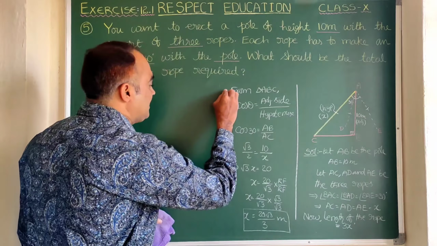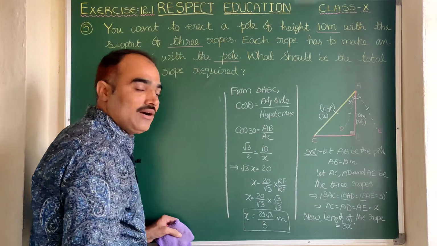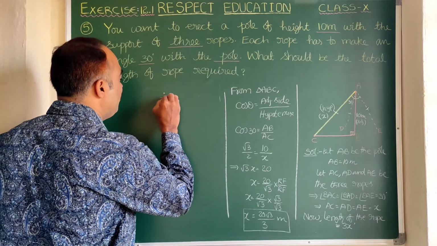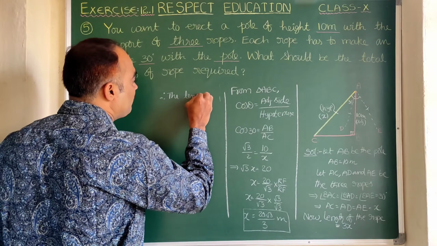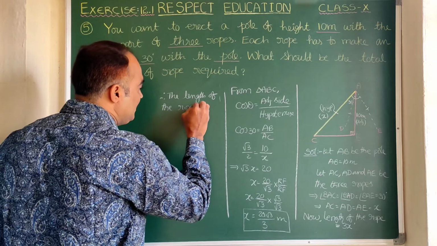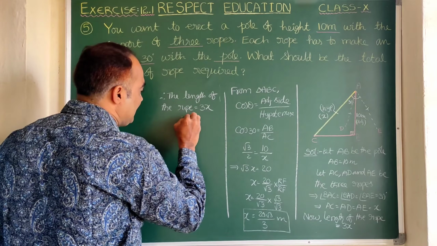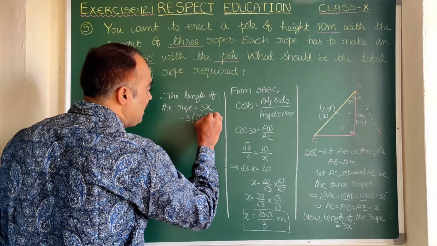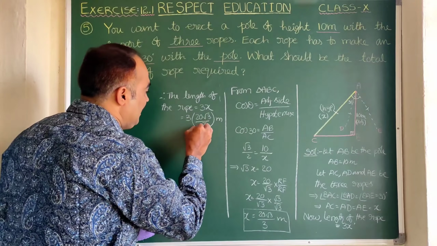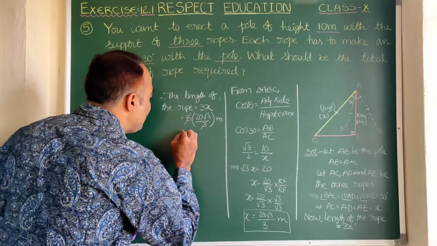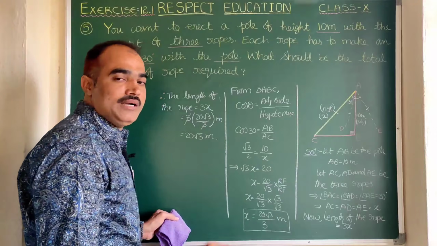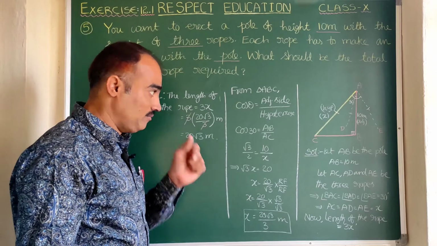And you do understand that this is not the final answer. Our answer is 3 times X. So let us write, therefore the length of the rope is equal to 3 times X. That is 3 times 20 root 3 by 3 meters. So here we can cancel 3 and 3. So finally we get 20 root 3 meters. Clear?